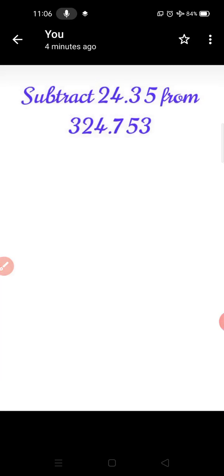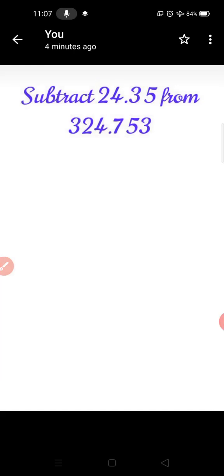Subtract 24.35 from 324.753. So first of all we need to identify which is a bigger number and which is a smaller number in the given question. So we need to subtract the smaller number from the bigger number. Here 24.35 is a smaller number, 324.753 is a bigger number.